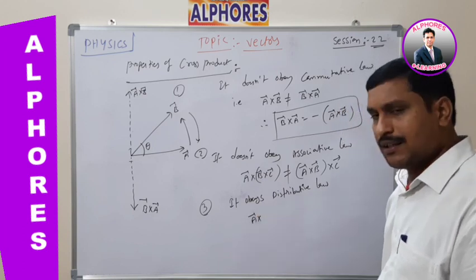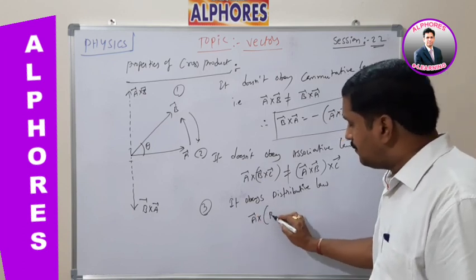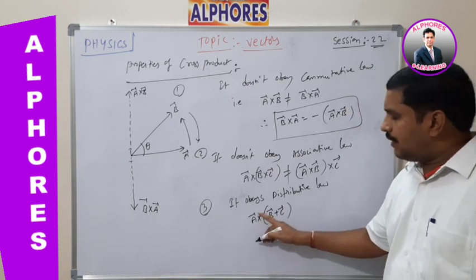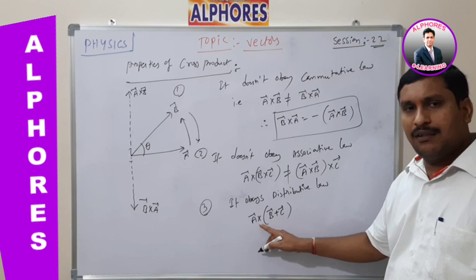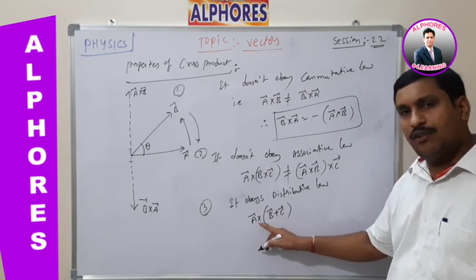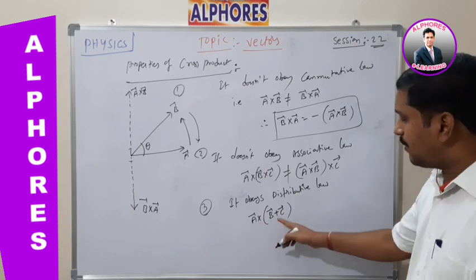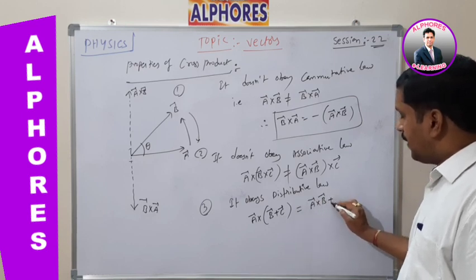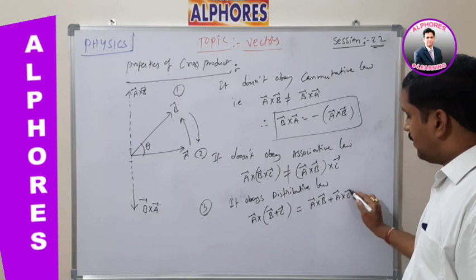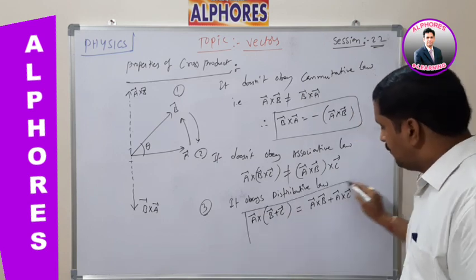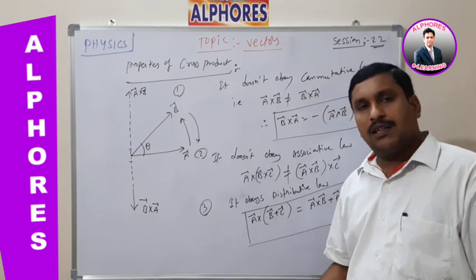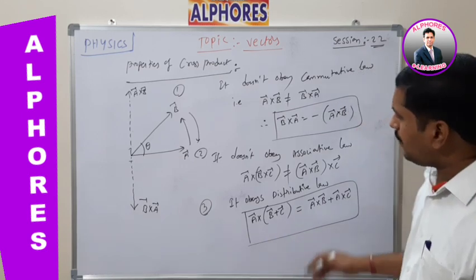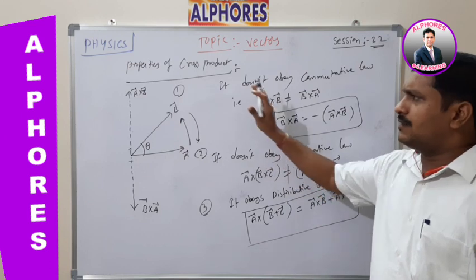Again I am taking three vectors: A bar cross, B bar plus C bar. Some students read it as multiplication, but it is not multiplication as per vector rotation. It is denoted by cross. A bar cross B bar plus C bar is equal to A bar cross B bar plus A bar cross C bar. So the cross product of two vectors obeys only the distributive law. These are the three basic laws of the cross product.